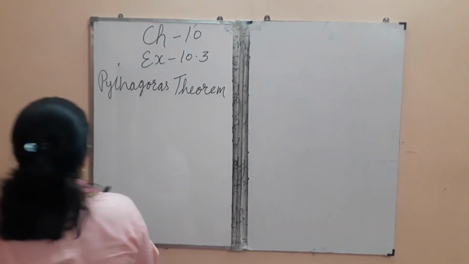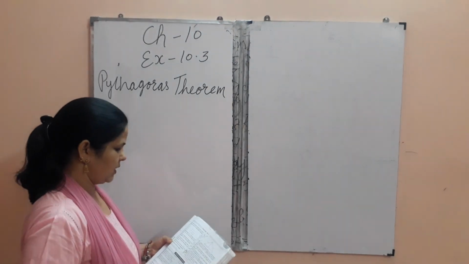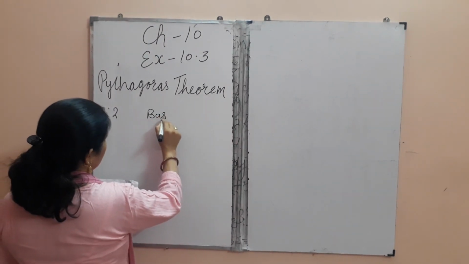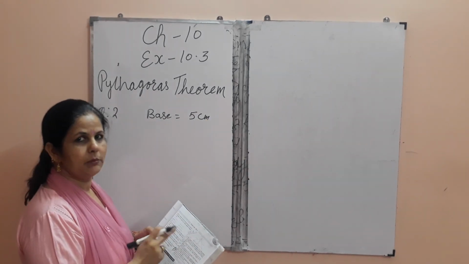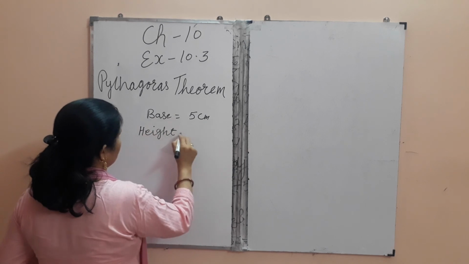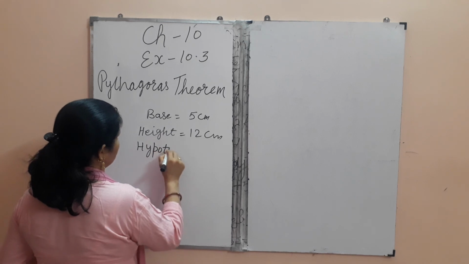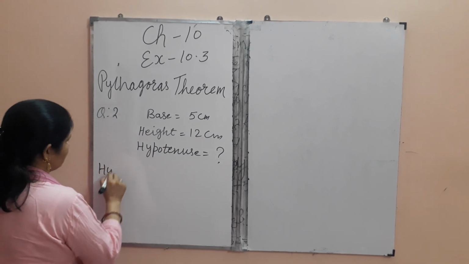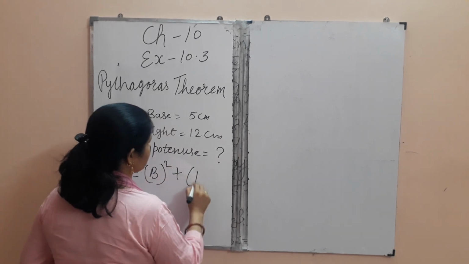So question number 2. In a right angle triangle, two of the sides are of length: base equals 5 centimeter. Any number you can take as base and any number you can take as height. Height equals 12 centimeter. Hypotenuse we have to find. So hypotenuse square will be base square plus height square.